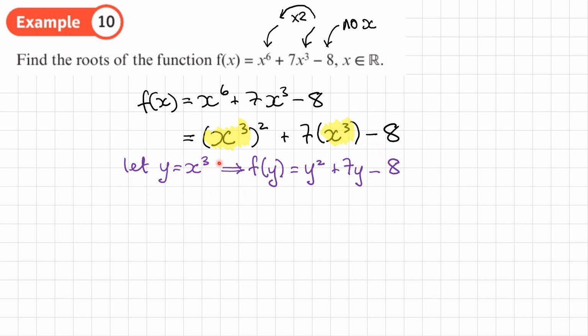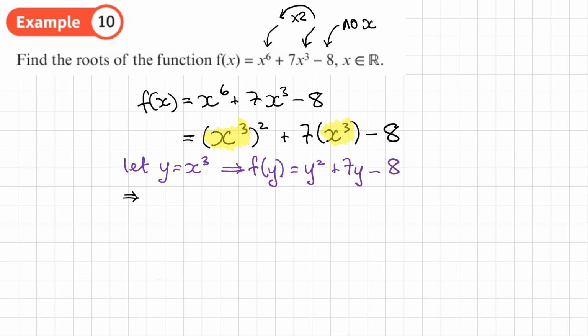So basically I've replaced x cubed with y, and y squared plus 7y minus 8 is a quadratic which I can solve. When I've solved for y, remember we need to go back here and realise that y is actually equal to x cubed and solve it that way. So let's carry on with this method.